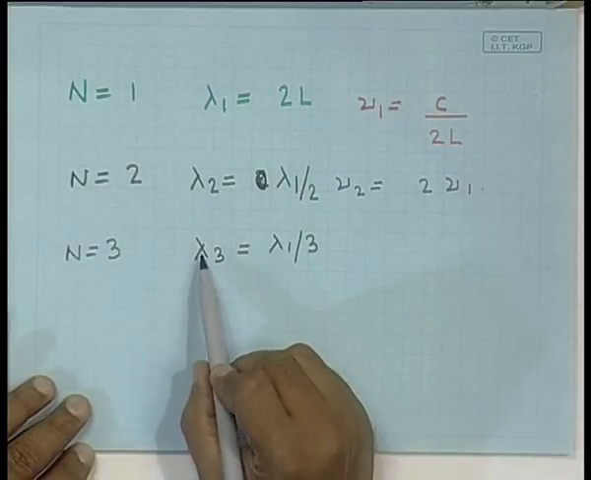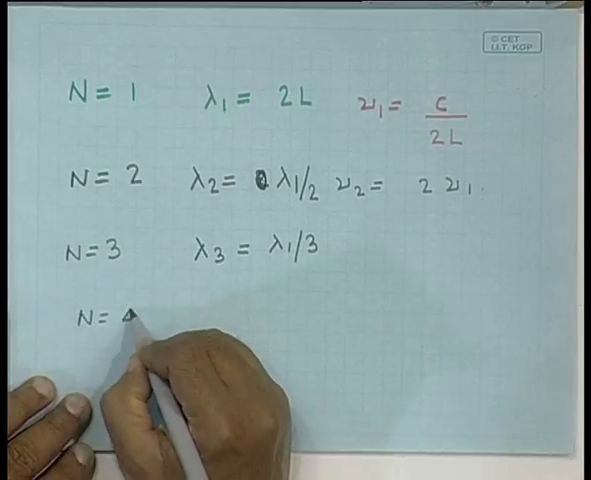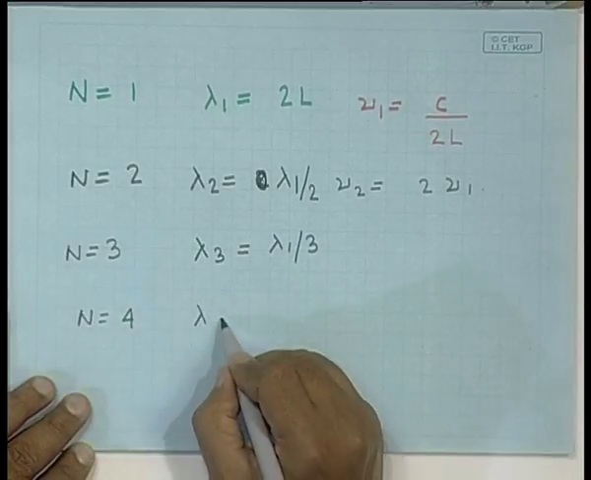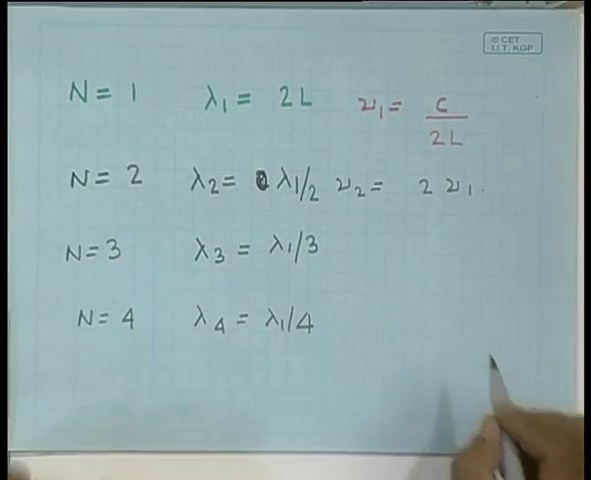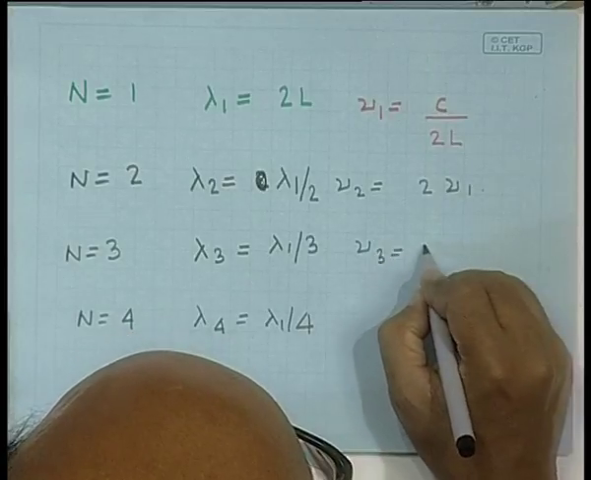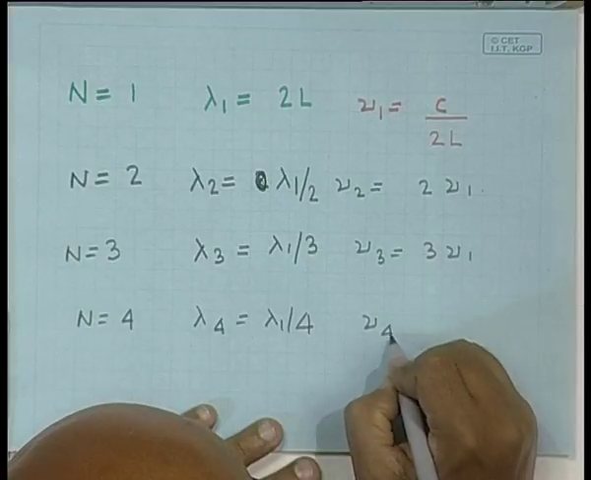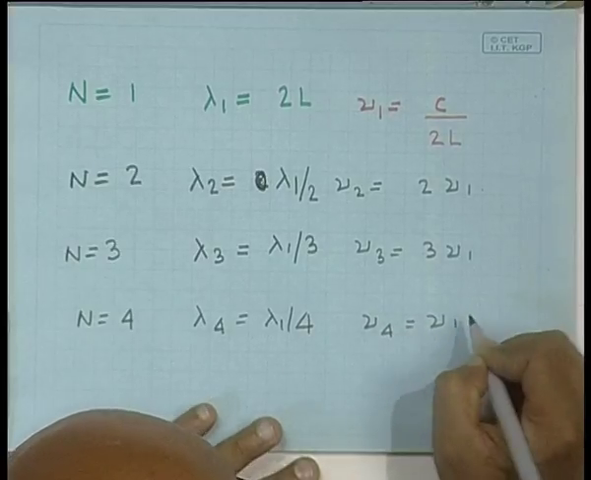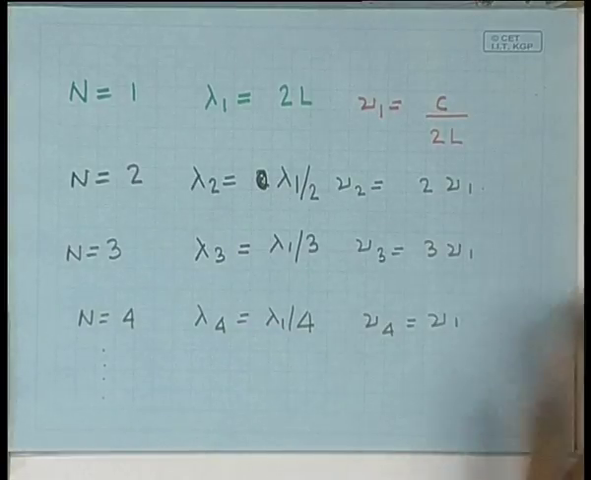Similarly, for n equal to 3, the wavelength is lambda 1 divided by 3. For n equal to 4, the wavelength lambda 4 is equal to lambda 1 divided by 4, and the frequency is 3 times nu 1 for n equal to 3, and 4 times nu 1 for n equal to 4, etc. So, for higher and higher values of n, you will have higher and higher harmonics. The higher harmonics all have higher frequencies.